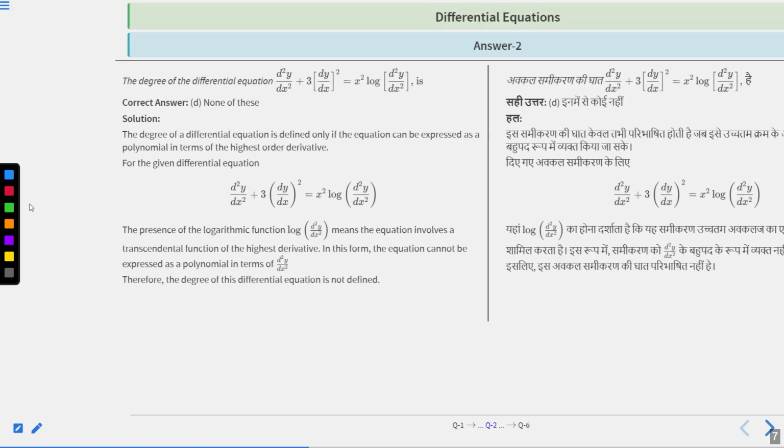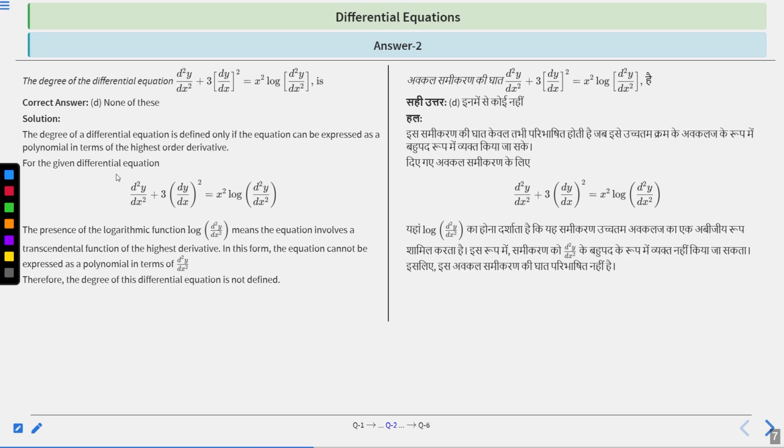Okay, let's move to the solution part. The degree of a differential equation is basically defined only if the equation can be expressed as a polynomial in terms of the highest order derivative, right? Now for the given differential equation, d²y/dx² + (3 dy/dx)² = x² log(d²y/dx²).